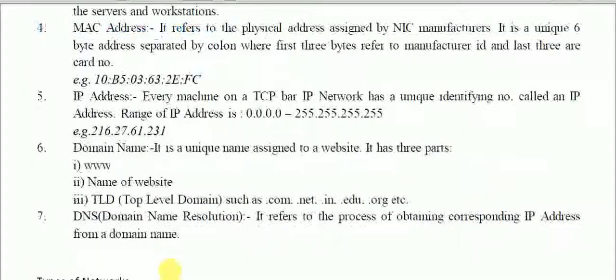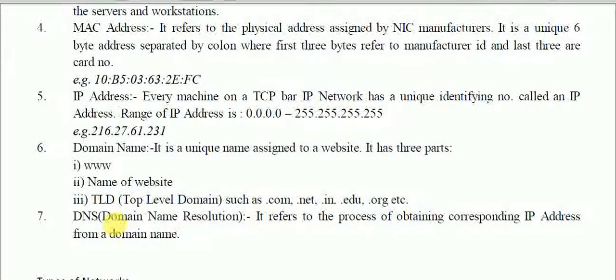Now comes the domain name. It is the name assigned to a website. Now let's see the parts of the domain name. The first one is www, the next is the name of the website, then last is TLD, means top level domain, means under which domain it comes, like .com, .net, .in, .edu, .org. And the name of the website is like ARPS Jorhat or like CBC.